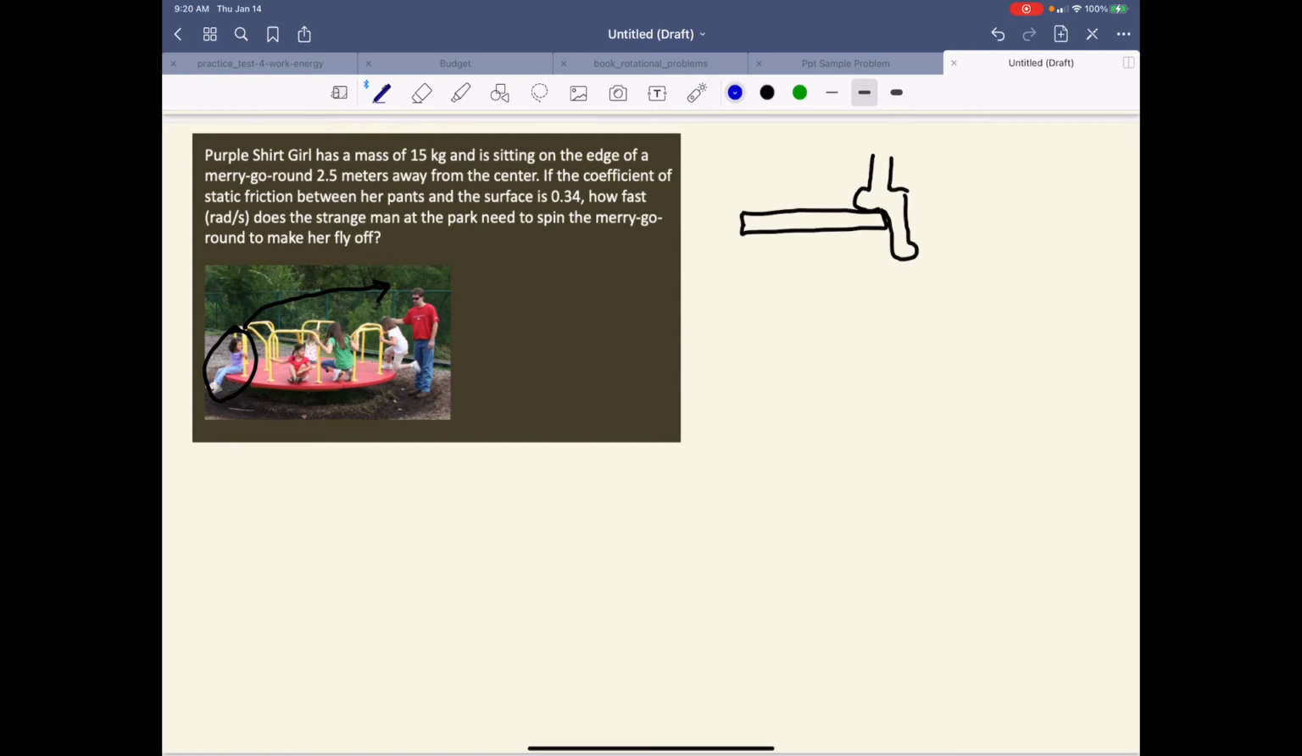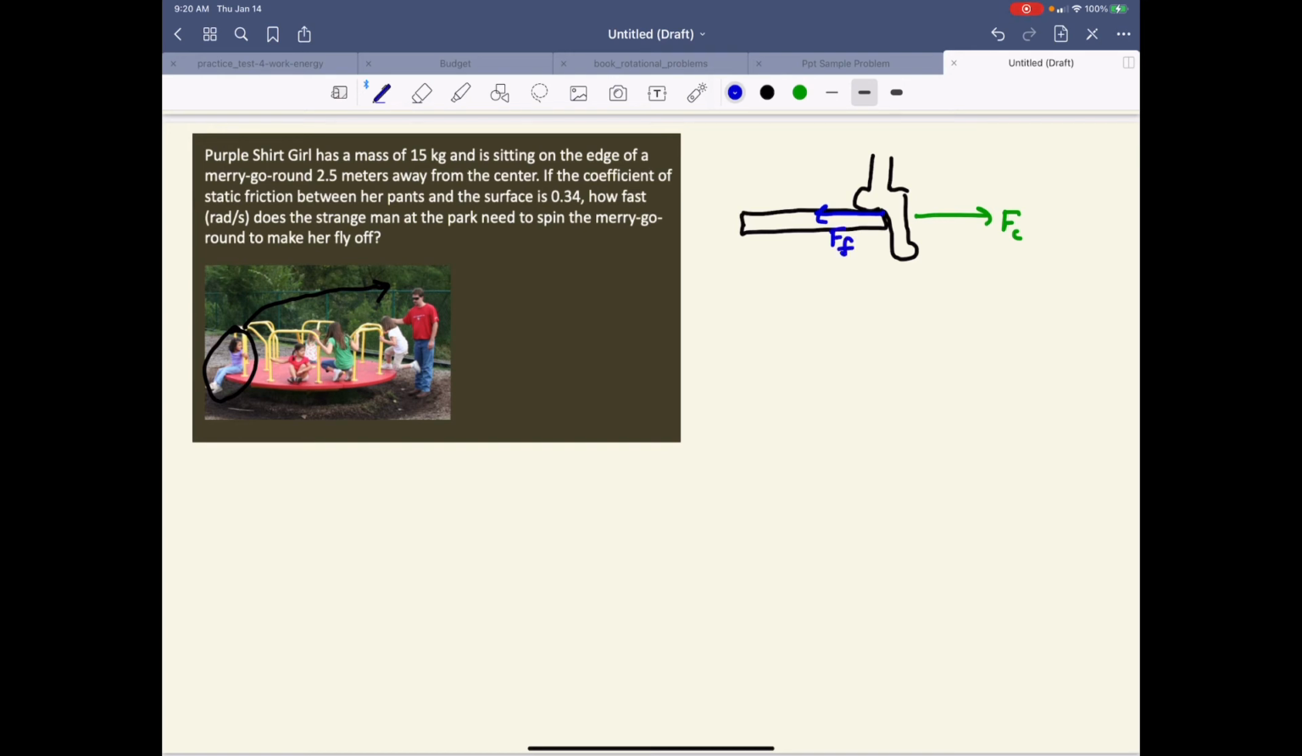Now, if you just think for a second, as this merry-go-round spins, there is an outward force on her trying to get her to fly outward, and that is the centrifugal force. And everybody knows this force. If you get on a merry-go-round and spin really fast, you feel like you're going to fly off. In fact, kids used to do that all the time. What's keeping her from flying off? Well, it is the static friction between her butt and the merry-go-round. Force of friction, and it's static friction.